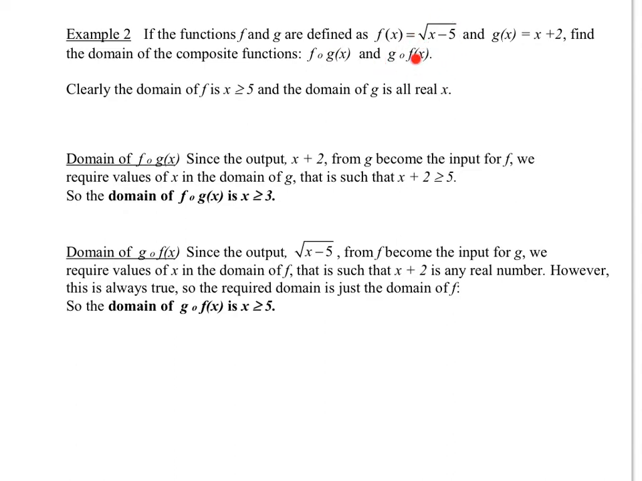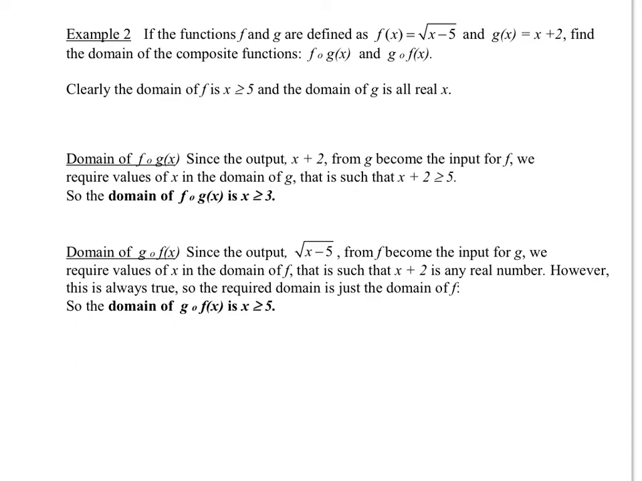So looking at this f of x function here, remember that we must take the square root of a positive number, or 0. So the x minus 5 has to be bigger than or equal to 0, so x has to be bigger than or equal to 5. So that's the domain of f, and the domain of g is just everything. There's no problem with adding 2 to a number. You can add 2 to anything.